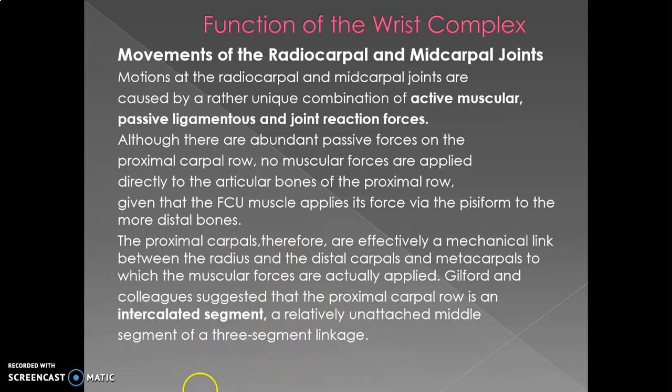So the proximal row, according to Guilford and colleagues, is called an intercalated segment. An intercalated segment is actually a mechanical link which is like a sandwich between the radius and the distal unit. The distal unit we can call the distal carpal bones and the metacarpal bones. It is a relatively unattached middle segment of the three segment linkage. So if you take this as a three segment linkage, the proximal carpal row is a relatively unattached middle segment.